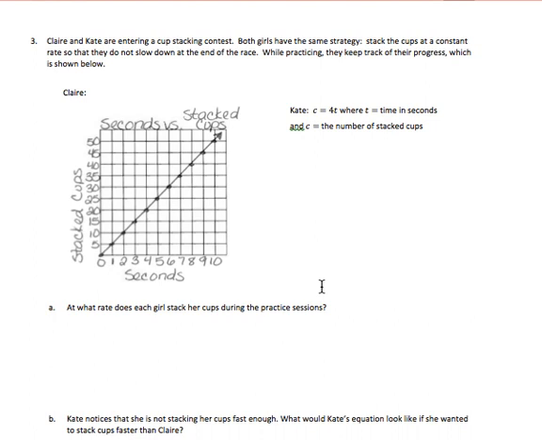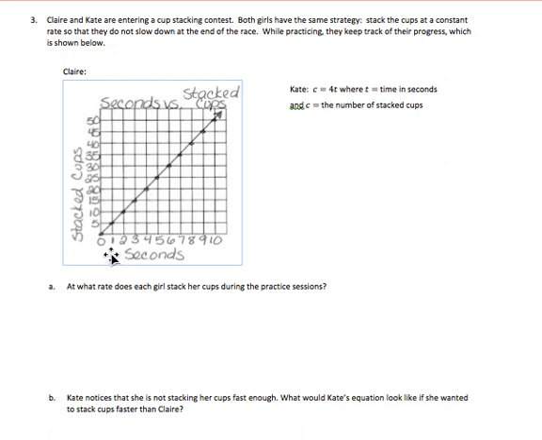Exercise 3, our final exercise, shows Claire and Kate entering a cup stacking contest. Both girls have the same strategy: stack the cups at a constant rate so that they do not slow down at the end of the race. While practicing, they keep track of their progress, and the progress is shown in a graph and also with an equation. Claire's graph shows that she stacked 5 cups in 1 second.